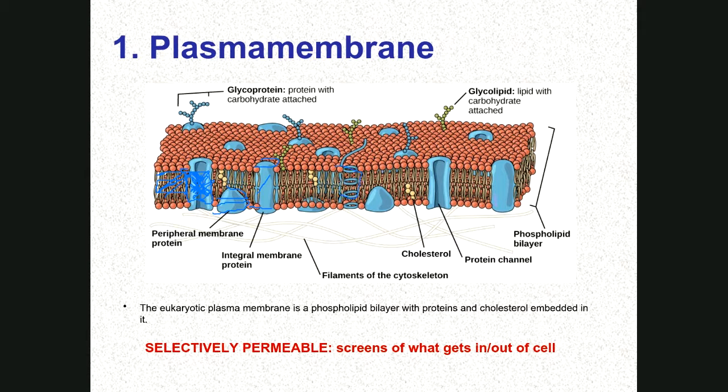What else did we see? We saw also some sugar. Those green stuff, they are carbohydrates. Those carbohydrates can be attached to the phospholipid directly, and we call that glycolipid, lipid with carbohydrate attached. Or they can attach to the proteins. We call that glycoproteins.